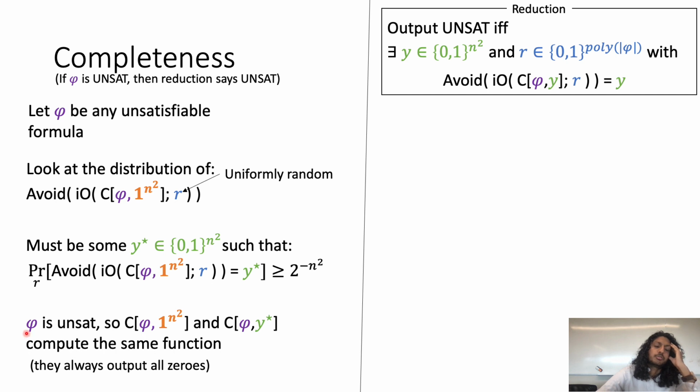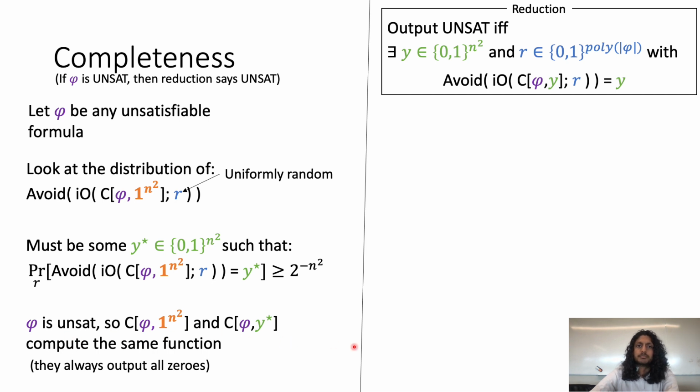Now, the crucial thing to note is that since phi is unsatisfiable, C phi of the all 1 string and C phi of y star compute the same function. They always output all zeros. Remember, C phi y outputs 0 if phi is not satisfied at x, and outputs y if it is satisfied at x. So if you have some unsatisfiable formula, these two circuits both compute the same function.